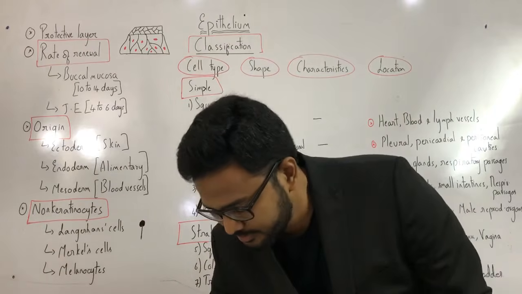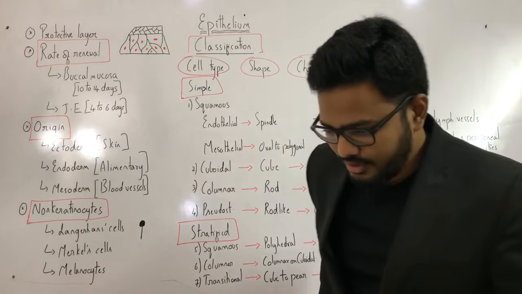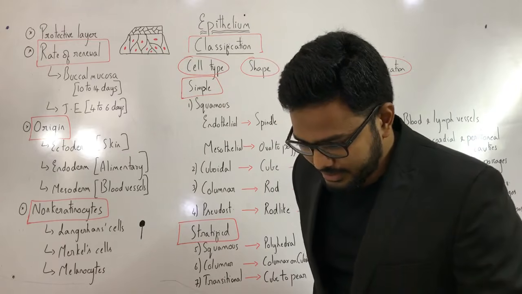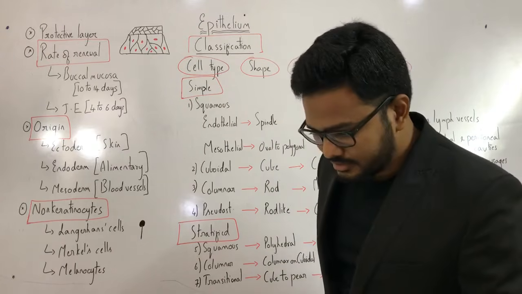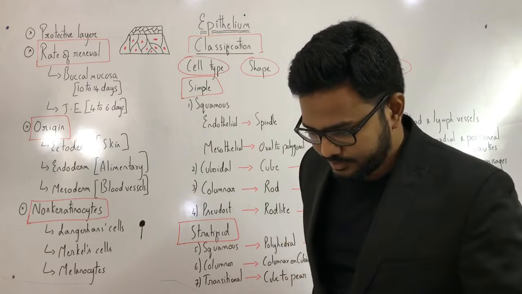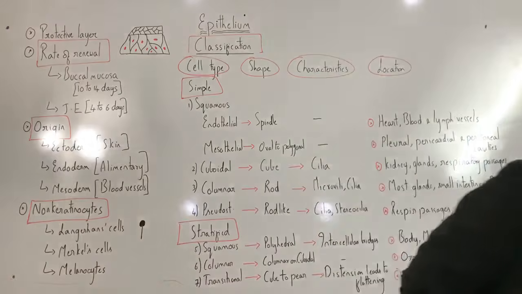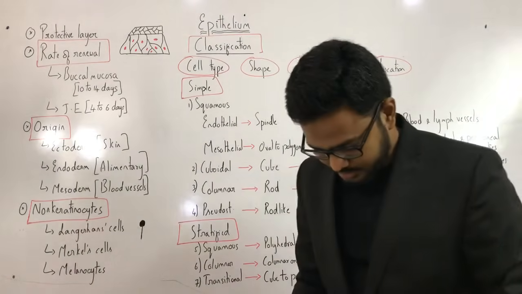Histiocytes, by Regina. Abhishek, you say Merkel cells. Langerhans. So we have all the options covered there. So which is accurate?